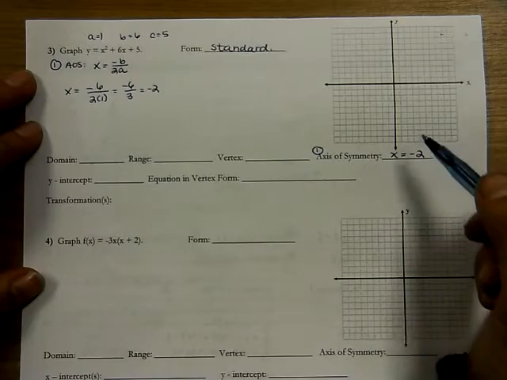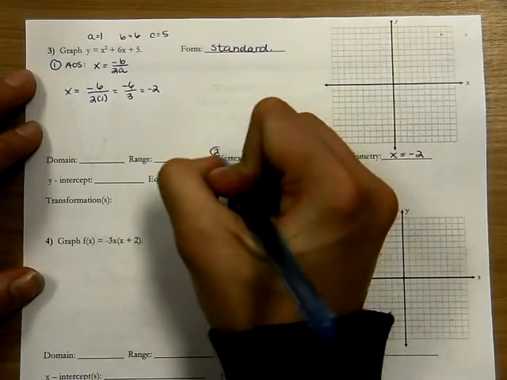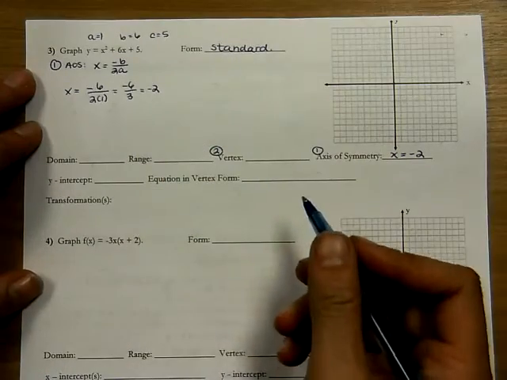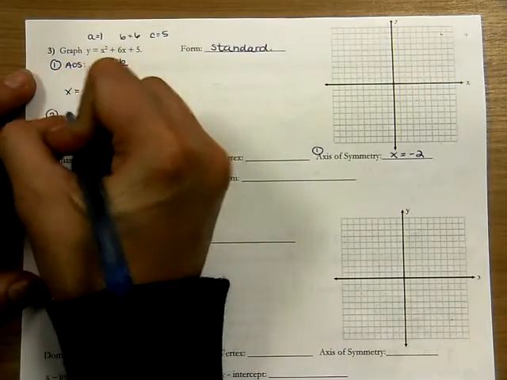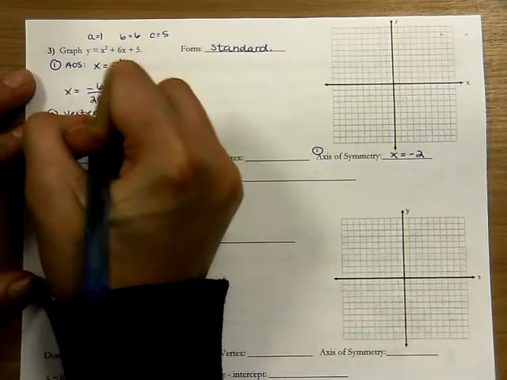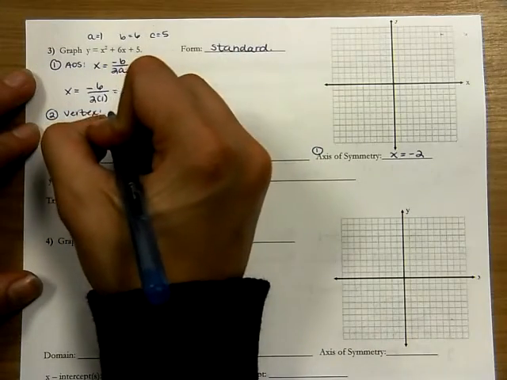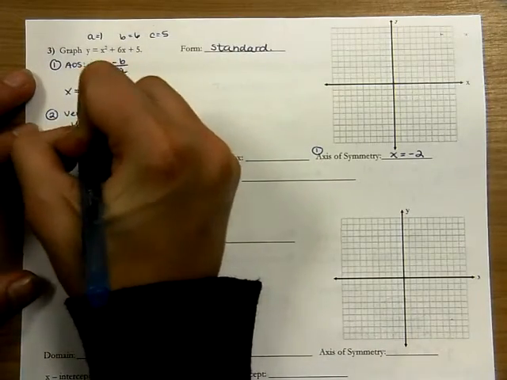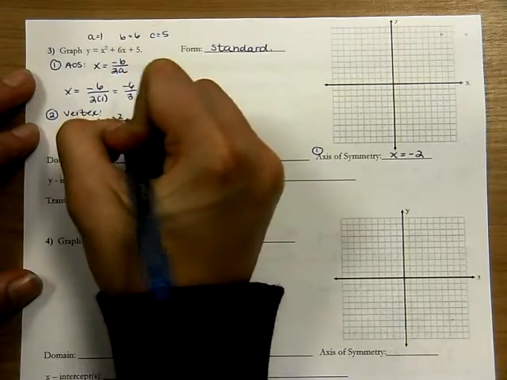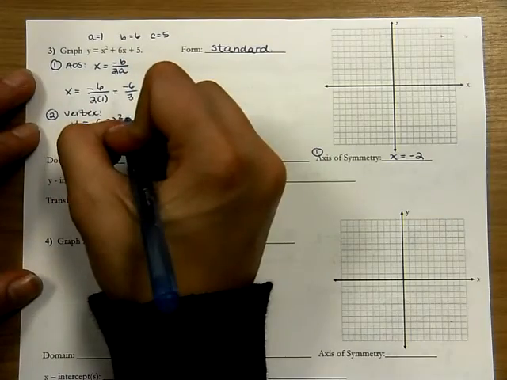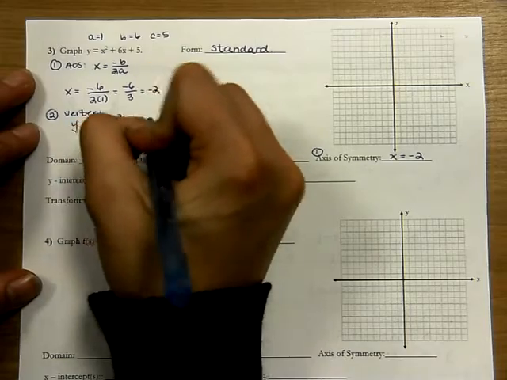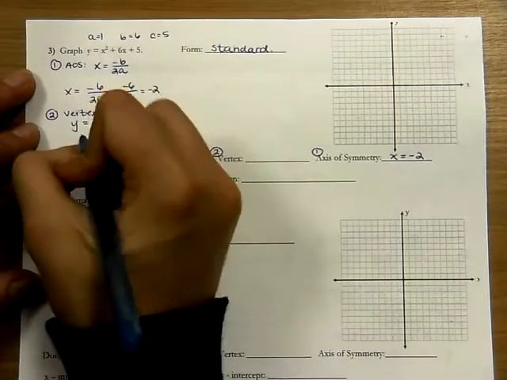Once I do that, I know that my vertex is on the axis of symmetry, so I'll try and find my vertex using the axis of symmetry. So next up is vertex. Just like when I was in intercept form, I took that axis of symmetry value and I substituted into my equation. Now remember, when you substitute in, you have to have parentheses. That's going to be key when we are simplifying.